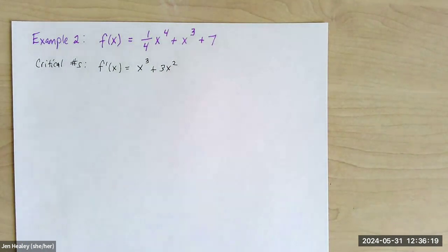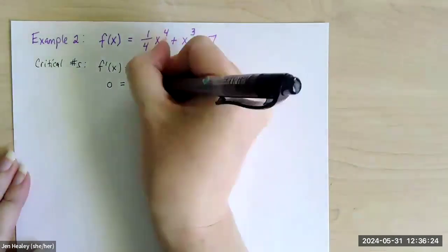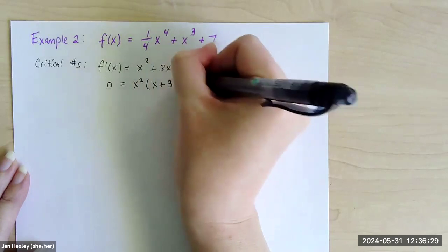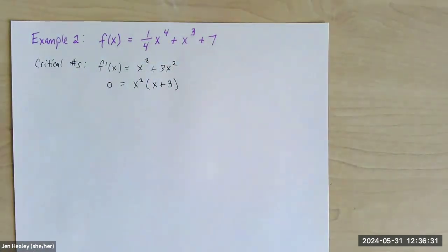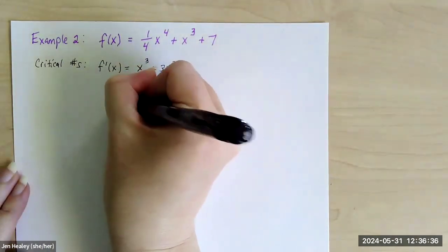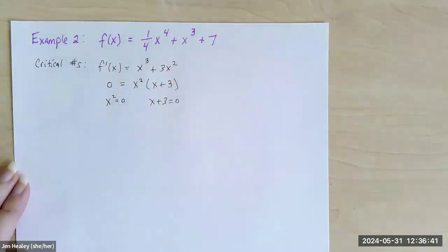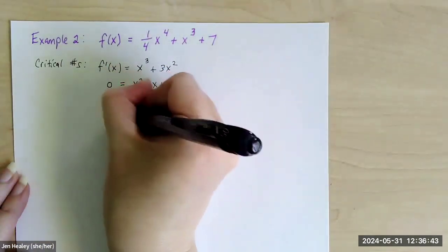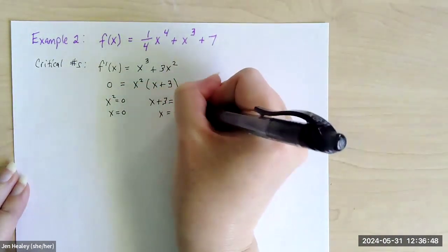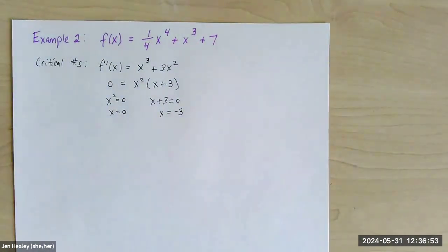I want to set this equal to 0. And I can factor out x squared from both terms. We're going to set x squared equal to 0. And we're going to set x plus 3 equal to 0. So if x squared is equal to 0, x is equal to 0 is one of our critical numbers. And x minus 3 would be another one of our critical numbers. We're going to put those two numbers on a sign chart.